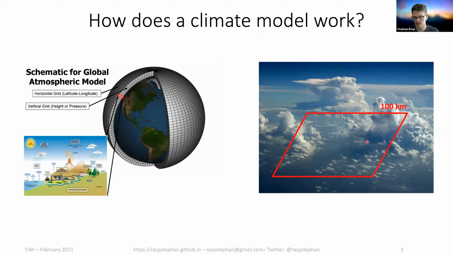So this is kind of a problem, because all of these processes that are really important for the climate cannot actually be represented on the model grid. So what do we do? What we need to do is essentially come up with simplified descriptions, with approximations, of what effect these subgrid processes have on the resolved scales. These approximations are called parametrizations.